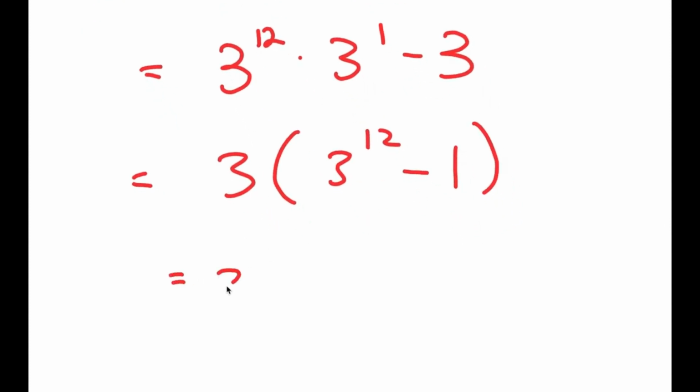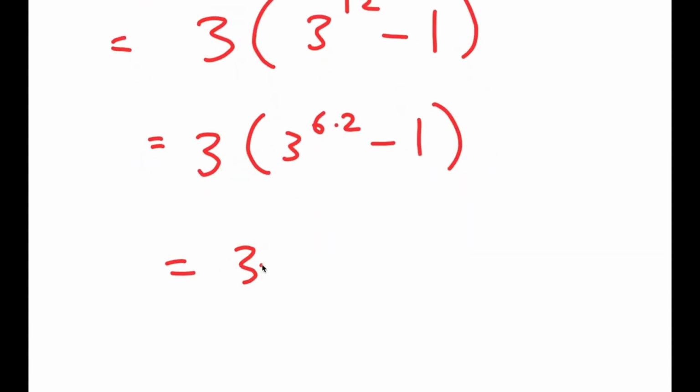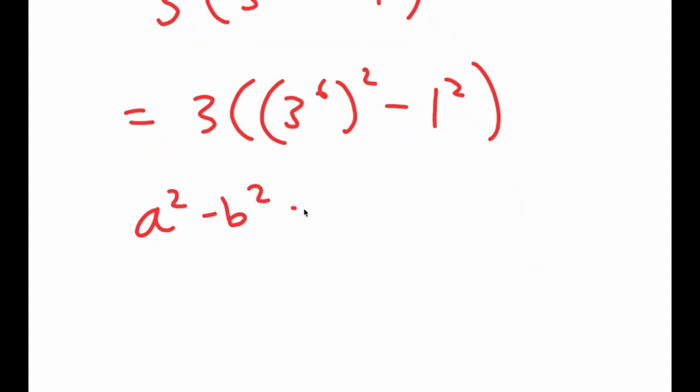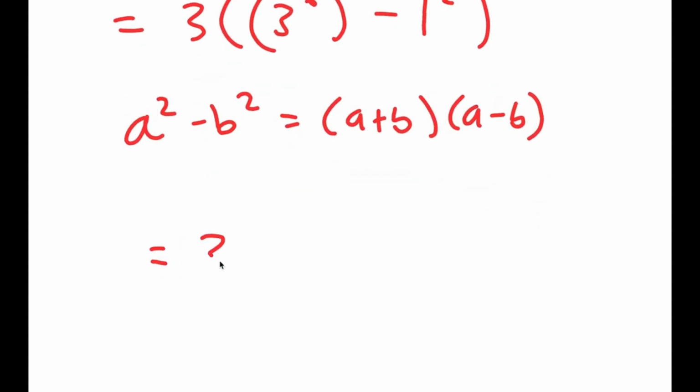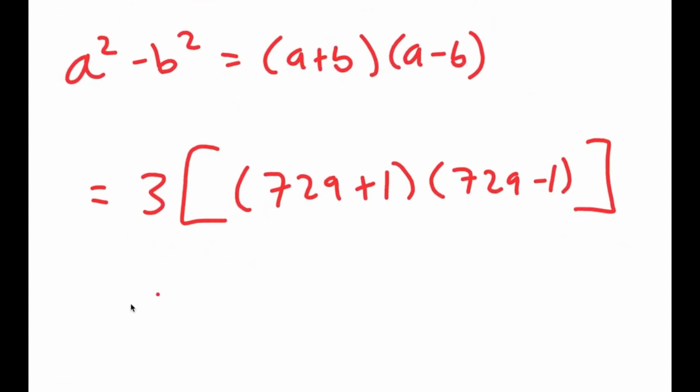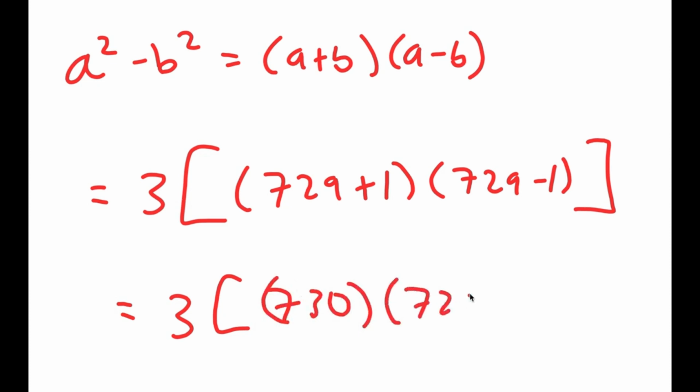Now 3 to the power of 12, I'm going to rewrite as 3 to the power of 6 times 2. And that's equal to 3 times (3 to the power of 6) to the power of 2 minus 1 squared. And I'm writing this like this because now I can use the property a squared minus b squared is equal to a plus b times a minus b. So this turns into 3 times 729 plus 1 times 729 minus 1. This is equal to 730 times 728.